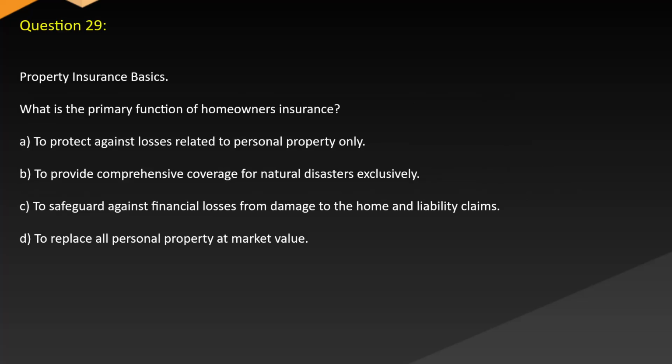Question 29. Property insurance basics. What is the primary function of homeowners insurance? A. To protect against losses related to personal property only. B. To provide comprehensive coverage for natural disasters exclusively. C. To safeguard against financial losses from damage to the home and liability claims. D. To replace all personal property at market value.